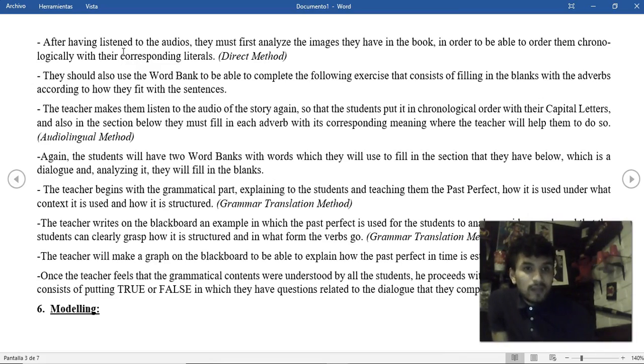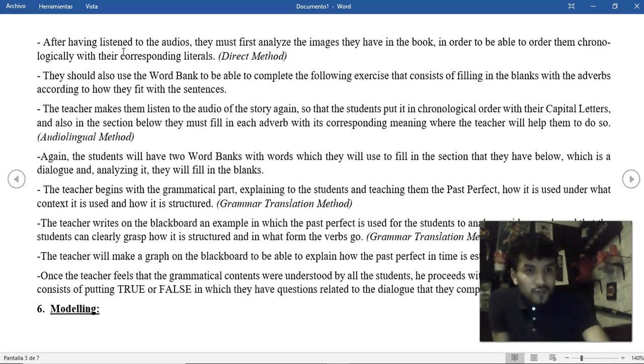The teacher makes them listen to the audio of the story again so that the students put it in chronological order with their capital letters, and also in the section below they must fill in each adverb with its corresponding meaning, where the teacher will help them to do so. We have to listen again to the audio to put in each box the corresponding capital letter according to the story that we heard.